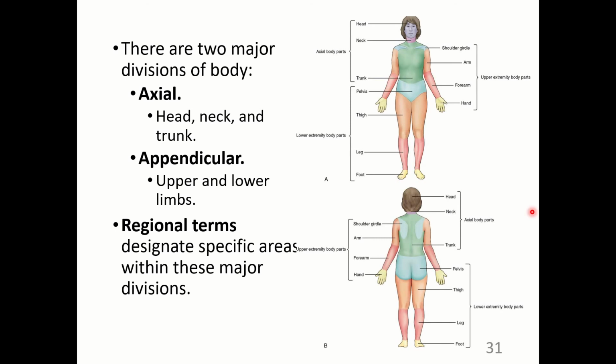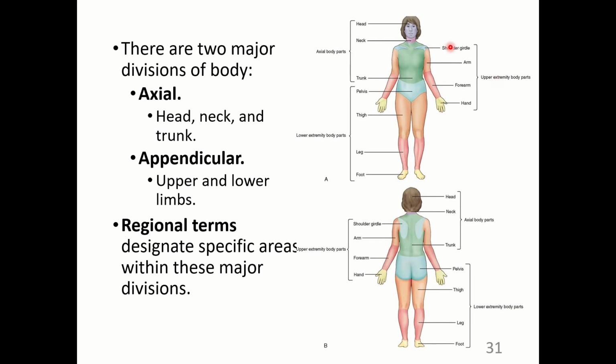Regional terms will designate specific areas within the axial and appendicular divisions. Before we move to the next slide, the axial body parts are featured here as the head, the neck, and the trunk on the anterior, and they are featured as the head, the neck, and the trunk on the posterior. The appendicular are featured in the upper and lower limbs.